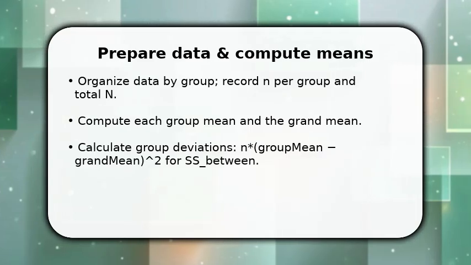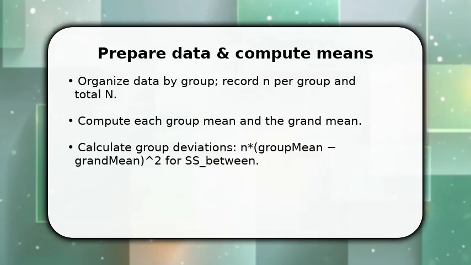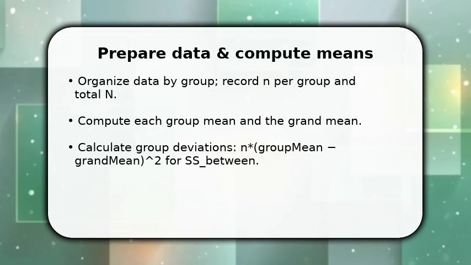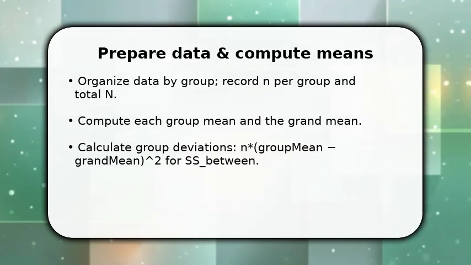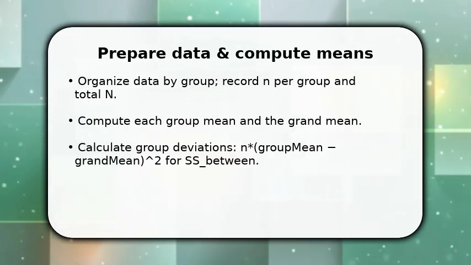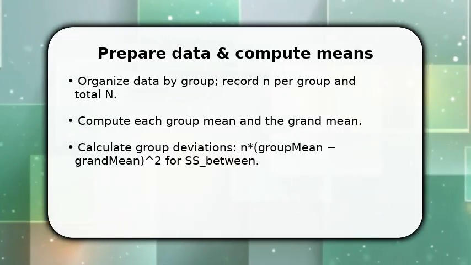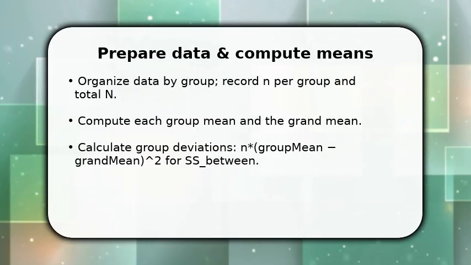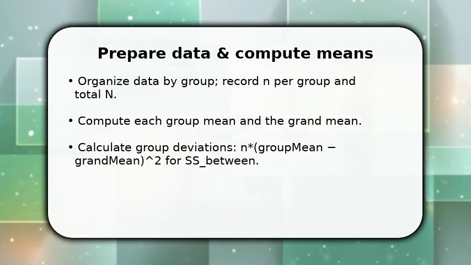Enjoy the video. You begin by making sure your data are grouped and balanced enough to compare. Once organized, compute each group mean and the overall grand mean. Next, for every group, multiply its sample size by the squared difference between its mean and the grand mean to get each group's contribution to between-group variability.